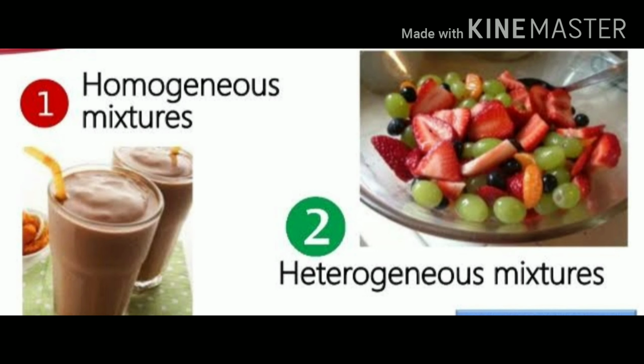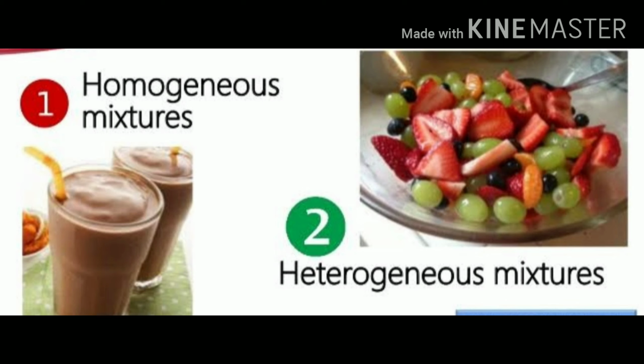Here is one more example of homogeneous and heterogeneous mixture. As you can see, an example of cold coffee is placed under homogeneous mixture, because if you look at the cold coffee, you cannot figure out where is the coffee, milk, water, sugar, ice cream, etc. It appears in one phase. That is why it is an example under homogeneous mixture.